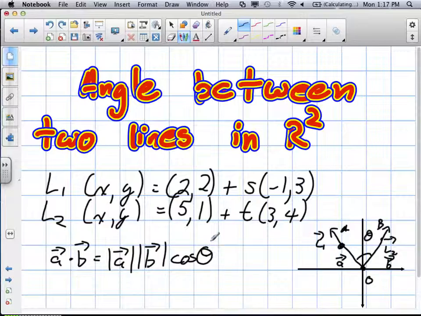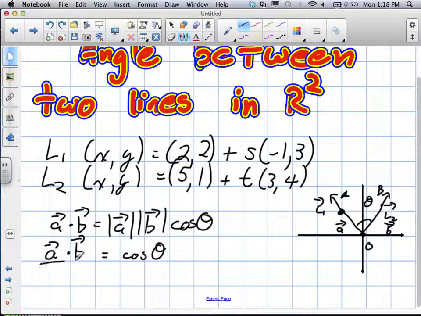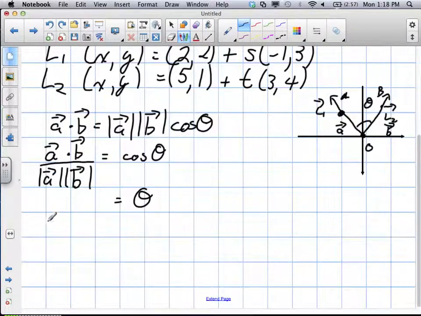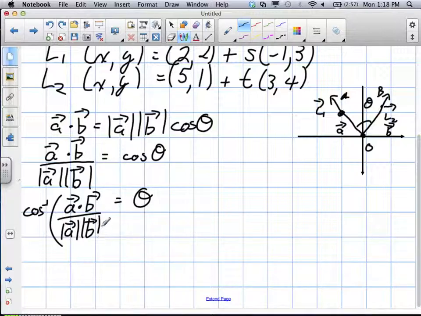Okay. Now we're actually trying to figure out theta here. So we're going to rearrange this equation before we even put numbers into it. We know that cos theta is equal to vector A dot vector B divided by the magnitude of A and B. And essentially, theta will be equal to cos inverse of that. In brackets, A dot B divided by absolute value of A, absolute value of B. Okay?